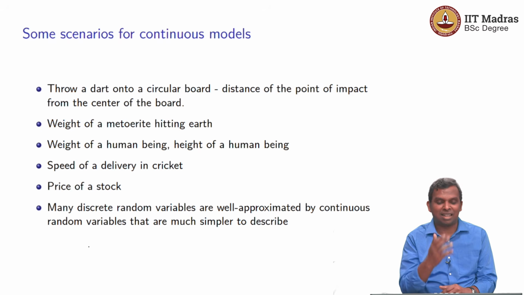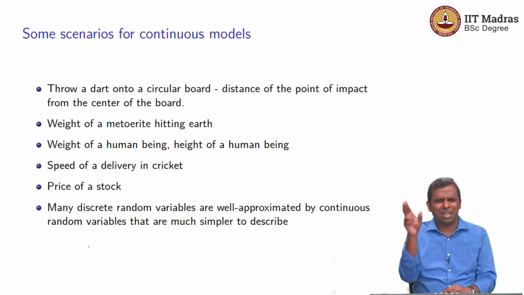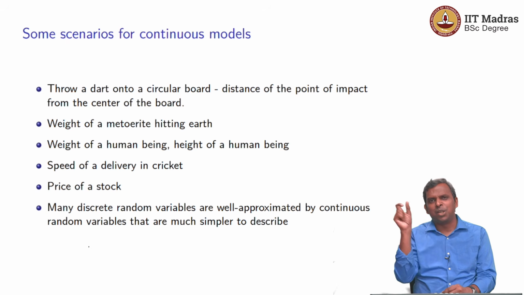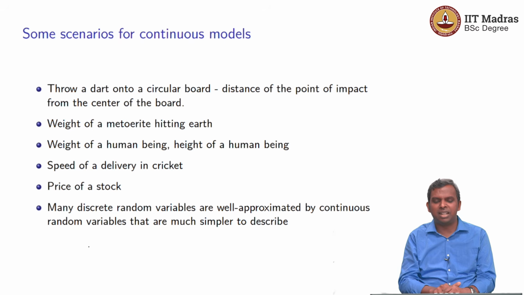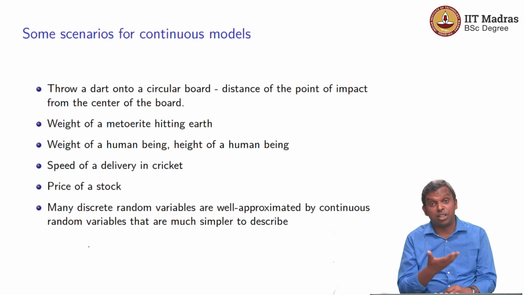It's a very standard example given to say why you may need continuous random variables. It can fall all over. There are so many distances, depending on how precisely you measure. You will get so many different possibilities. Dealing with discrete will be very tough. Continuous might be easy. Weight of a meteorite hitting Earth, we already saw that example. There were so many values, and continuous was so much easier to deal with. Weight of a human being, height of a human being.